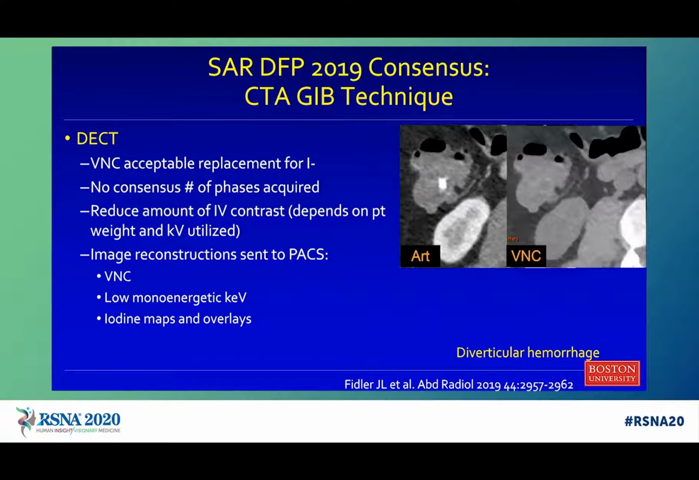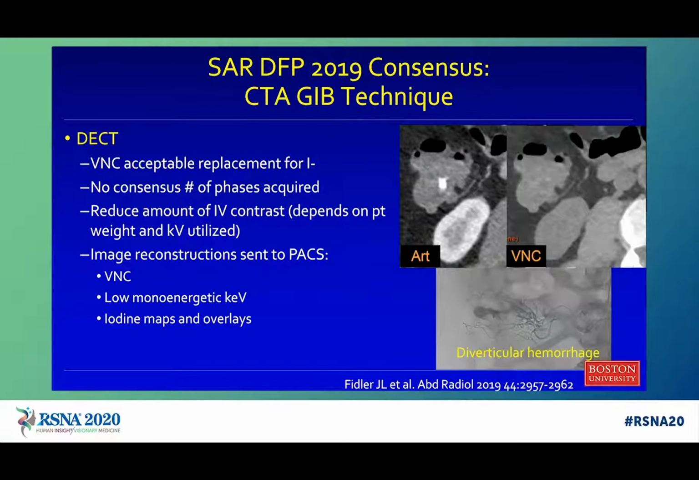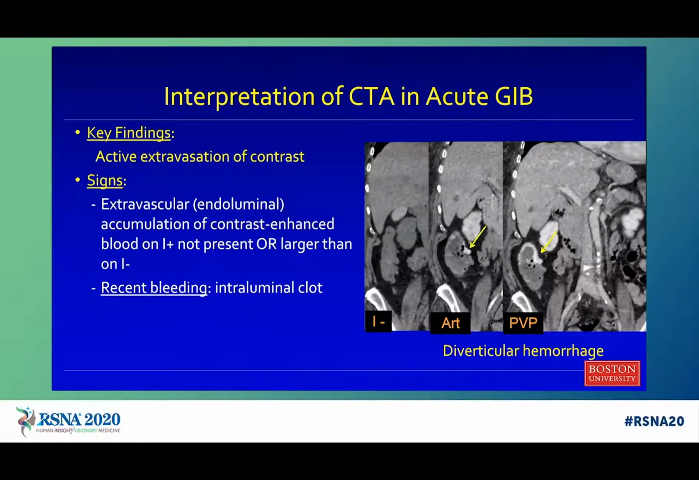With the virtual non-contrast, we are confident that this is active extravasation. This was confirmed at angiography. The key finding at CTA for acute GI bleed is active extravasation of contrast, which grows and changes in morphology over time. If the patient has had recent bleeding, you will see intraluminal clot.